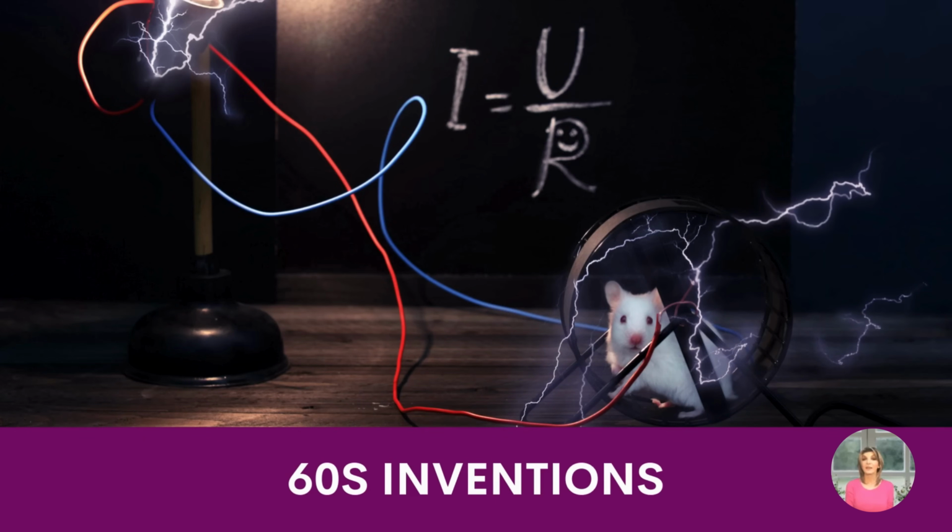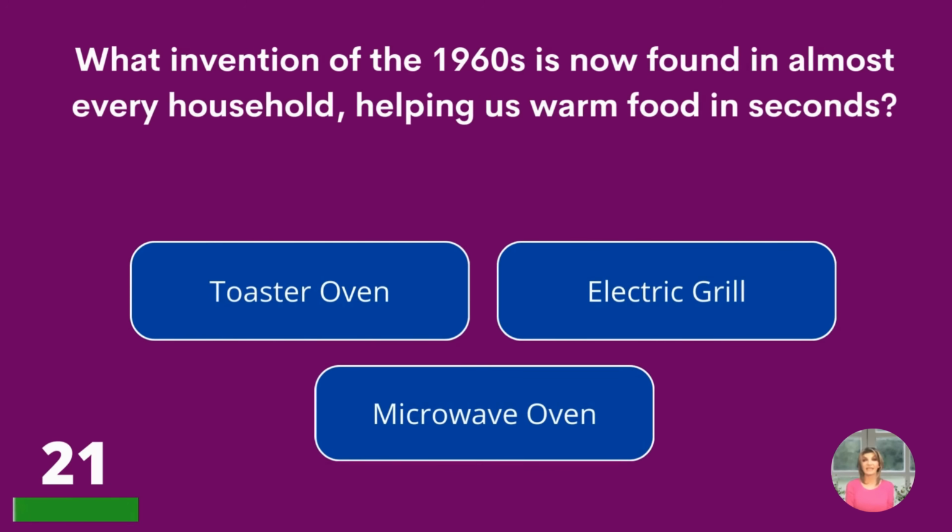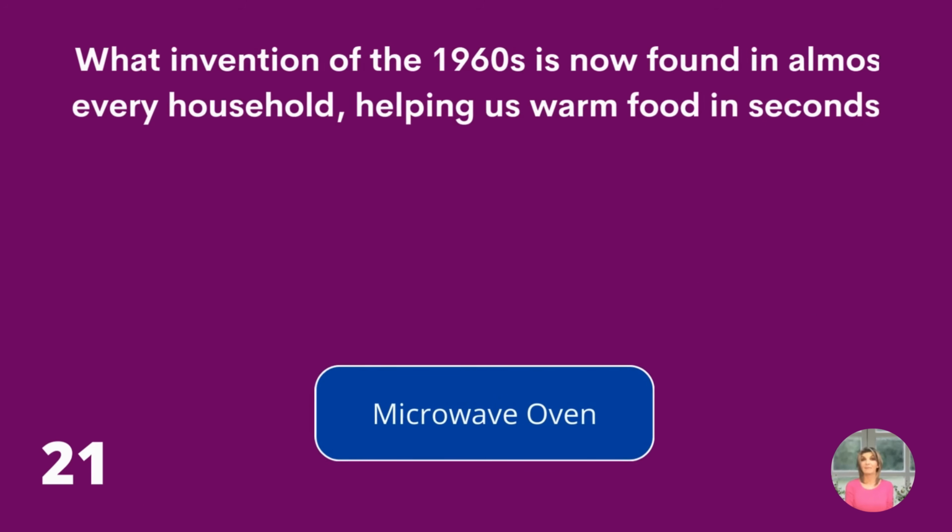Let's move on to the category of inventions. What invention of the 60s is now found in almost every household, helping us warm food in seconds? The toaster oven, electric grill, or microwave oven? The microwave oven.